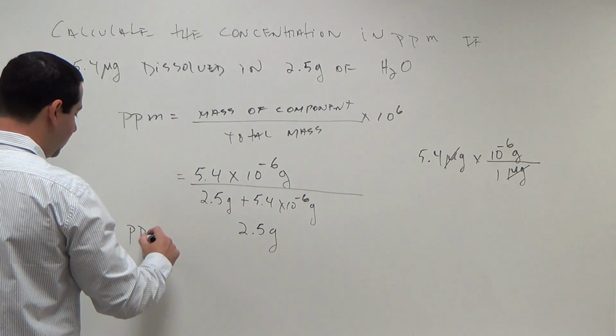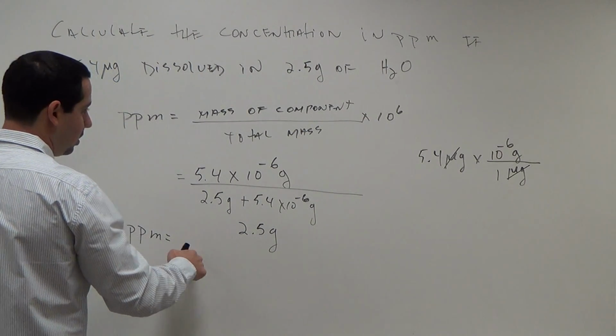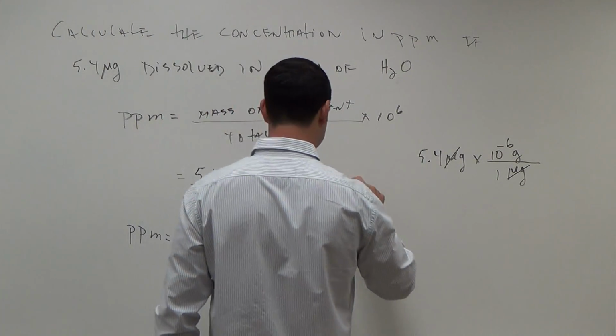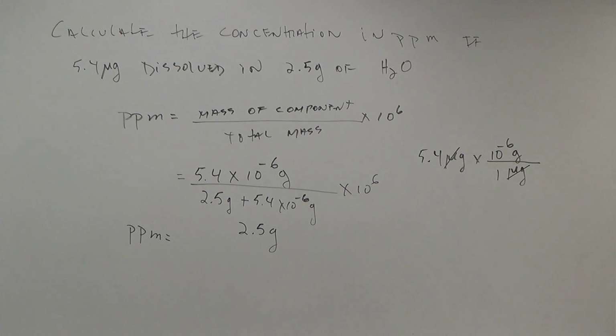So ppm would be equal to what? Times what? Times 10 to the 6. What is that equal to? 2.2 parts per million. How much? 2.2.